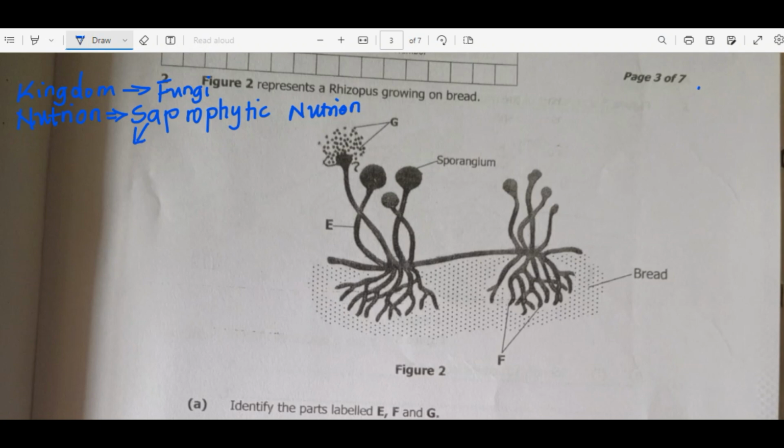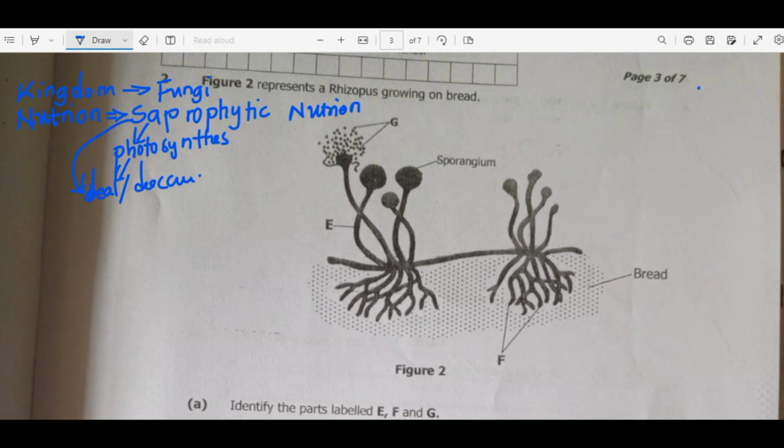These organisms that depend on saprophytic nutrition, the first thing we need to know is that they do not carry out the process of photosynthesis. Why? Because there is no chlorophyll there. Since they don't manufacture their own food, they depend on dead or decaying materials. So to summarize, saprophytic nutrition is a nutrition in which living organisms depend on dead and decaying materials.